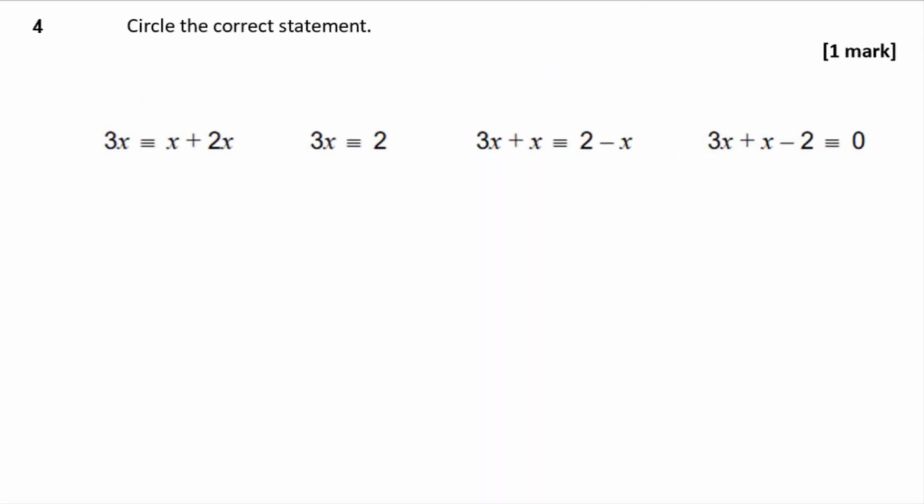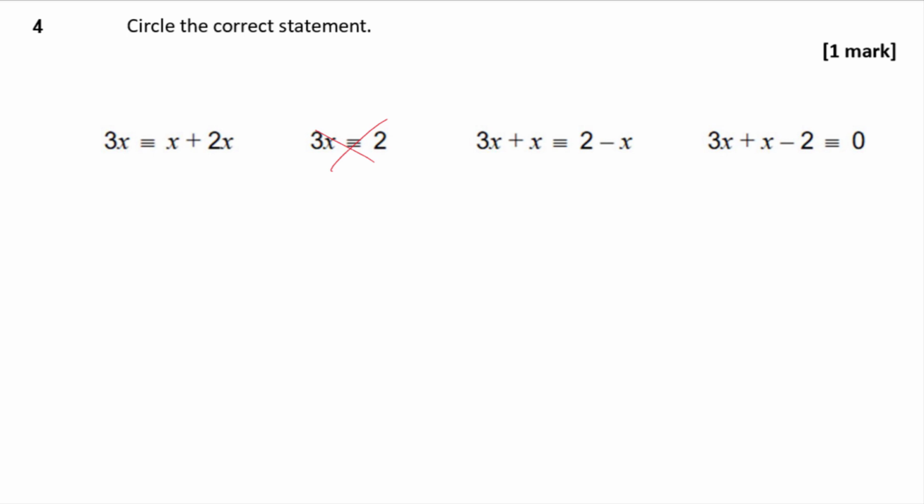Question 4. Circle the correct statement. Okay, now each one of these statements has got a 3-lined equal sign in it. That means it's an identity, and that means it must be true for all values of x. Equations are just generally true for one value of x. So for instance, that second one, 3x is equal to 2, that's true when x is 2/3, but it's not true for any other value. So it's not true for all values of x, it's just true for one.